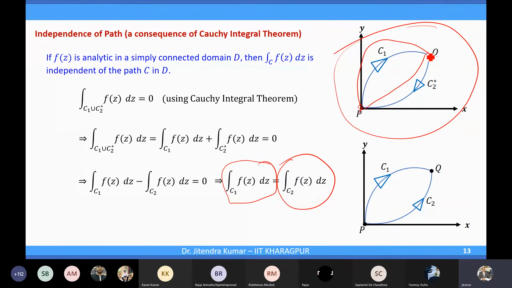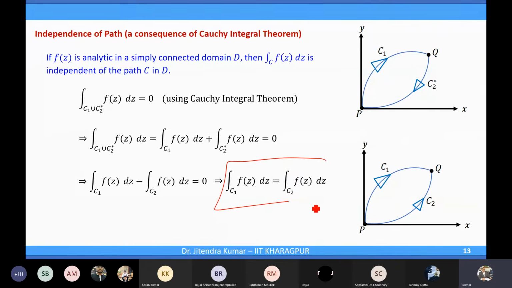Whether you go with this curve, or another curve, or another curve, that curve will not matter. That path will not matter, how you are approaching from P to Q. And this is a simple result which is coming from this Cauchy integral theorem. Is that clear?